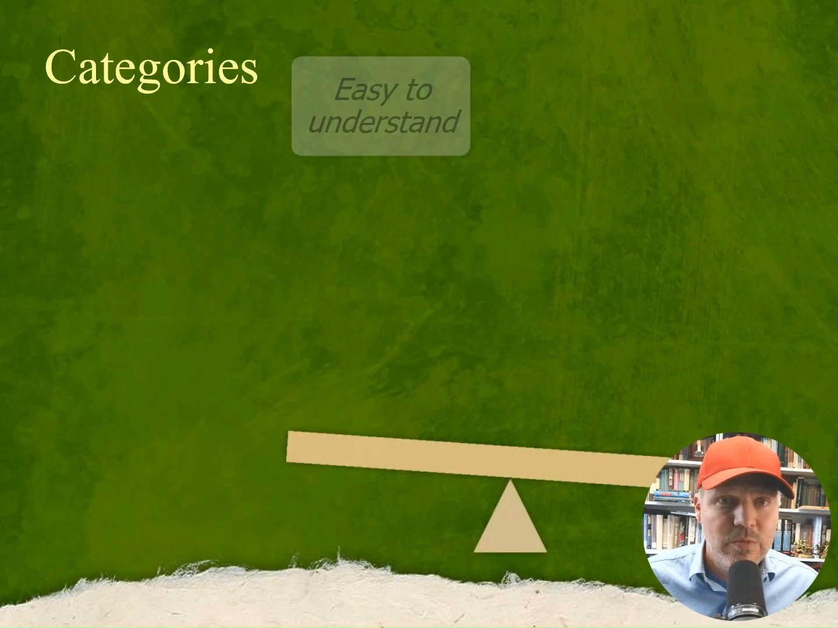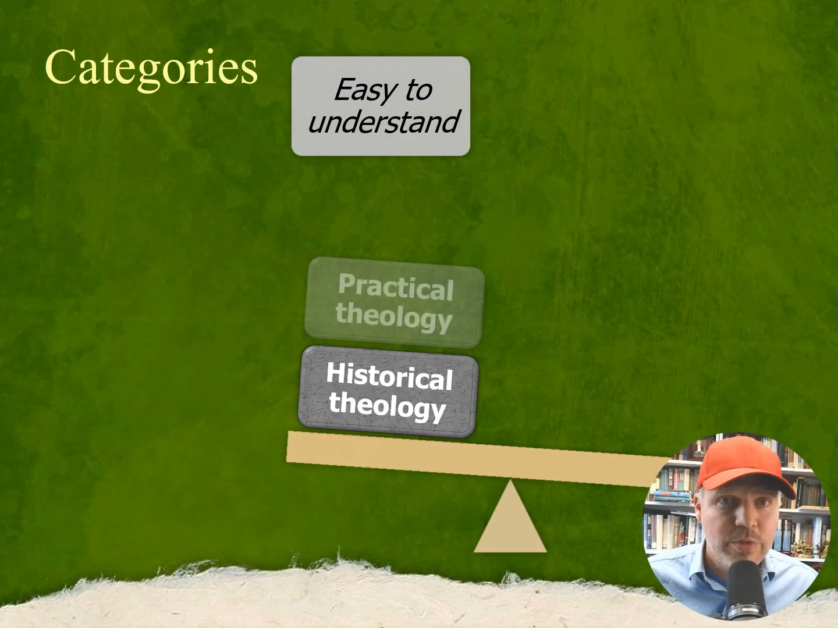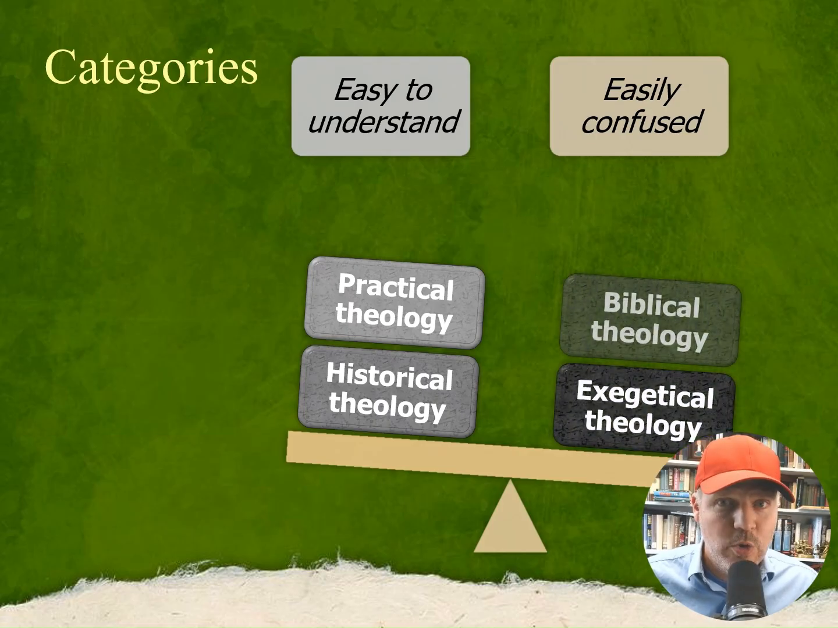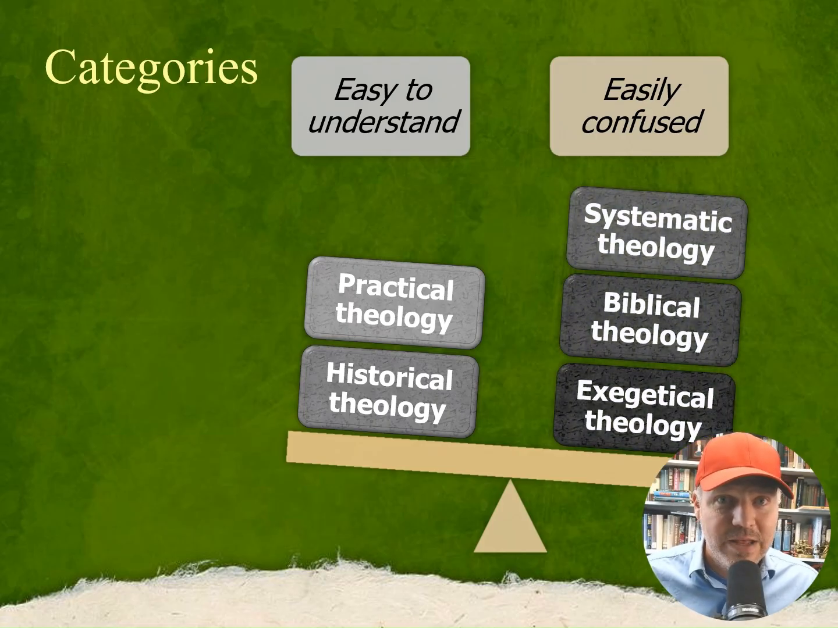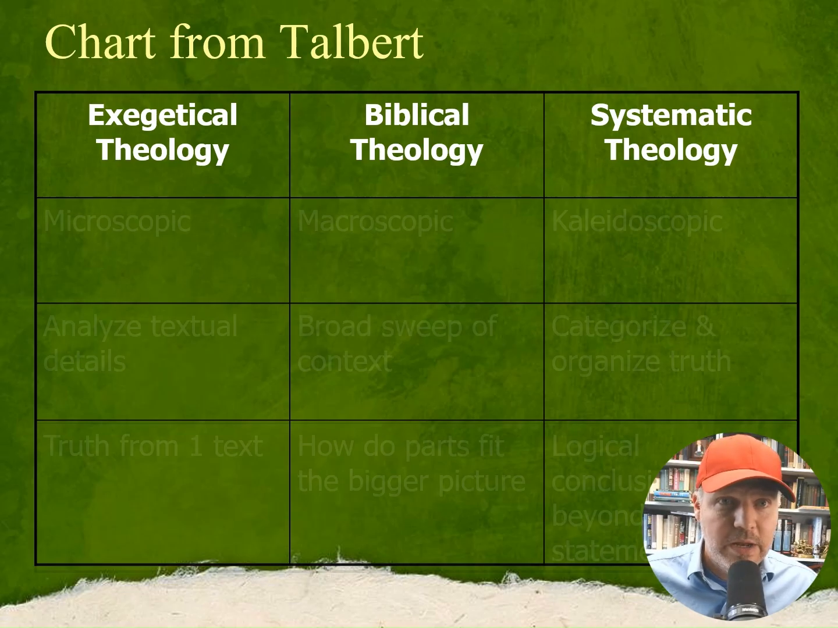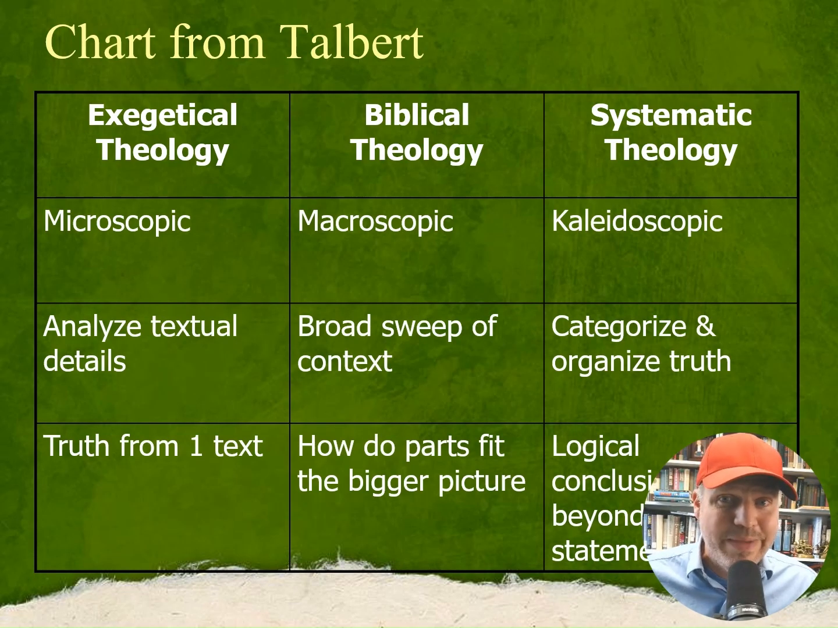But before we get there, we talked about historical theology and practical theology that tend to be easy to understand. And it's easily confused when we start talking about exegetical versus biblical versus systematic theology. We actually put together a chart that hopefully is helpful to you on that between exegetical, biblical, and systematic. Exegetical is microscopic, analyzing textual details, the truth from one text. Biblical is macroscopic, a broad sweep of the context. How do the parts fit into the bigger picture?